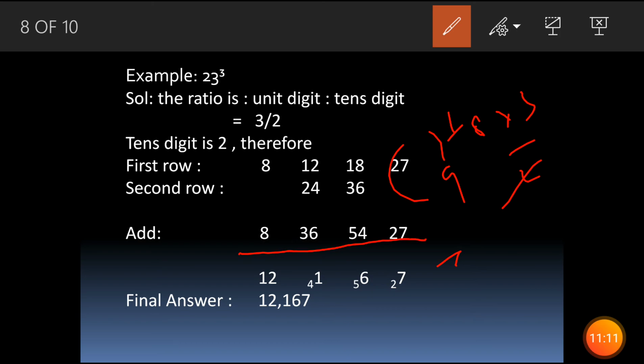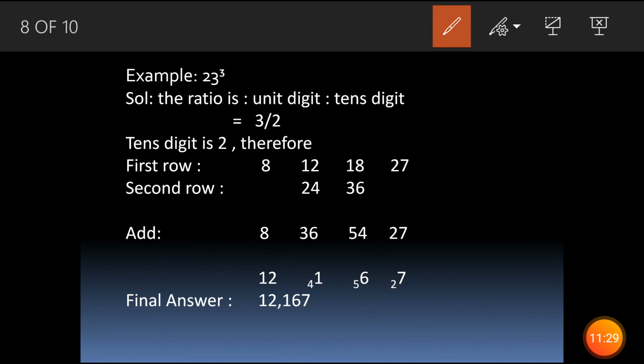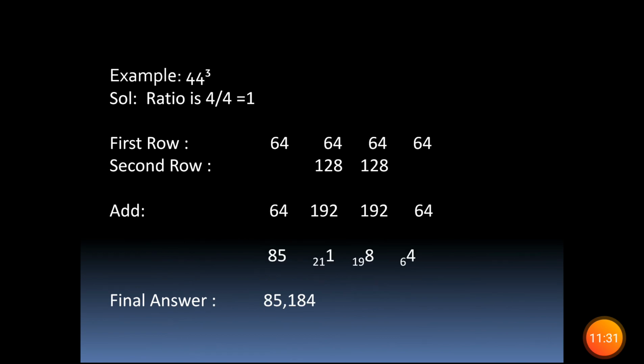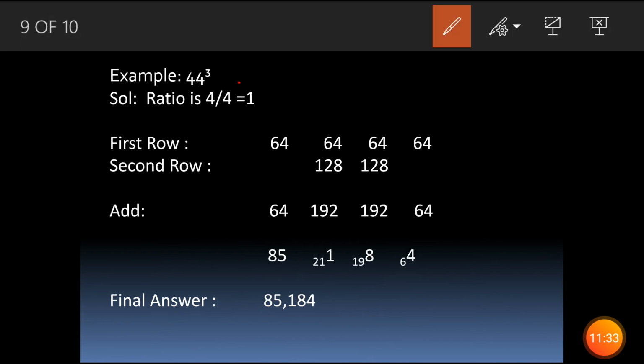Write it 8, 36, 54 and 27 after adding. Now final answer: 7 as it is, 2 carry. 2 will be added here, that will give you 56. 6 as it is, 5 carry. So 5 will be added, that is 41. 1 as it is, 4 will be added here, that will give you 12. So your answer is 12,167.